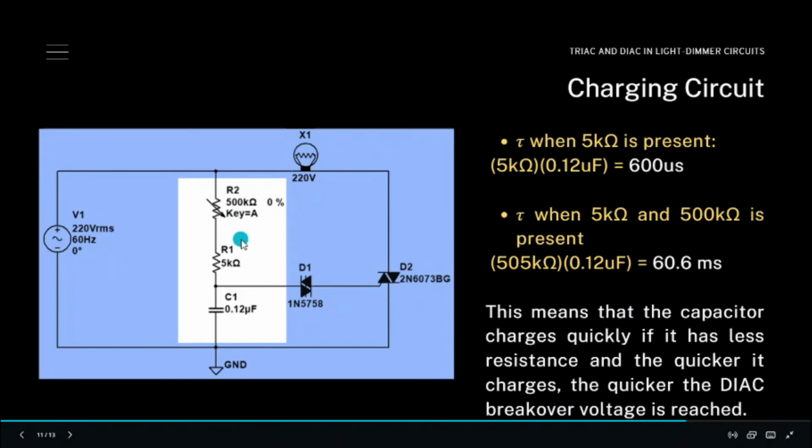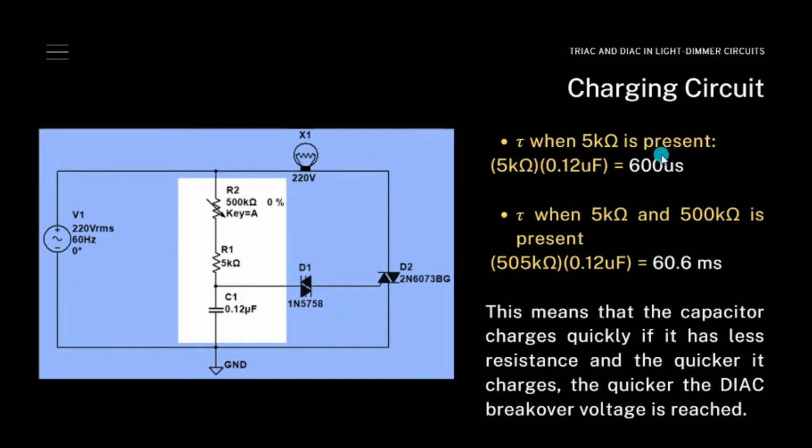So in this circuit, tau when 5 kilo ohm is present, meaning 5 kilo ohm is present when this variable resistor is at 0%, meaning hindi natin tinurn yung ating variable resistor. So 0 ohm ito, so it just acts like a wire. So yung present lang natin na resistance is this 5 kilo ohm resistor and this capacitor na 0.12 microfarad. When we calculate the tau, 5 kilo ohm times 0.12 microfarad, the answer is 600 microseconds.